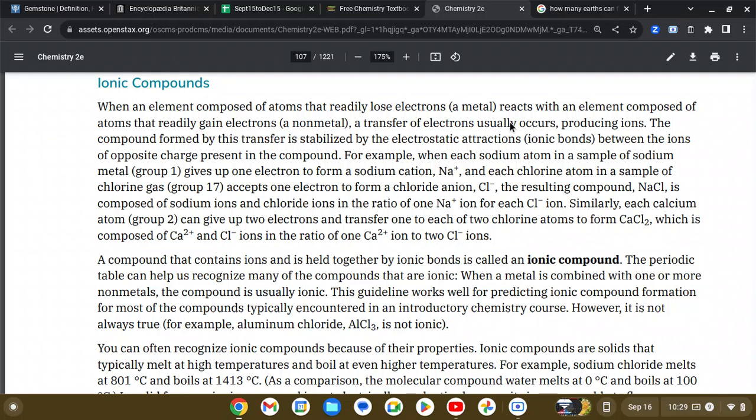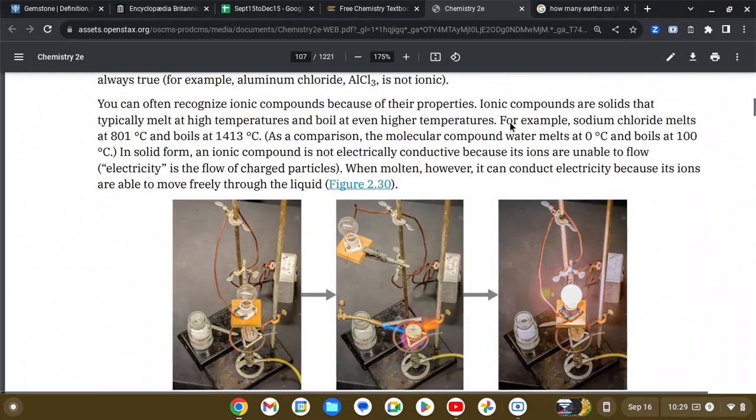You can often recognize ionic compounds because of their properties. Ionic compounds are solids that typically melt at higher temperatures and boil at even higher temperatures. For example, sodium chloride melts at 801 °C and boils at 1413 °C. As a comparison, the molecular compound water melts at 0 °C and boils at 100 °C.